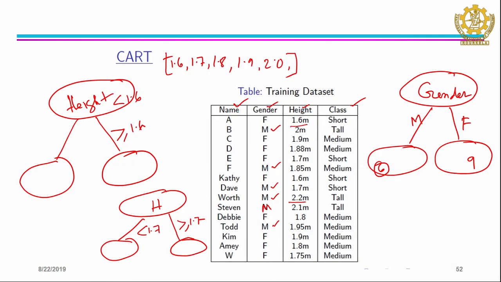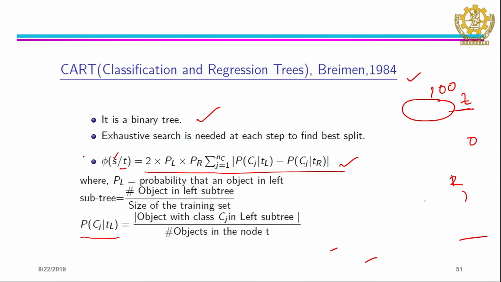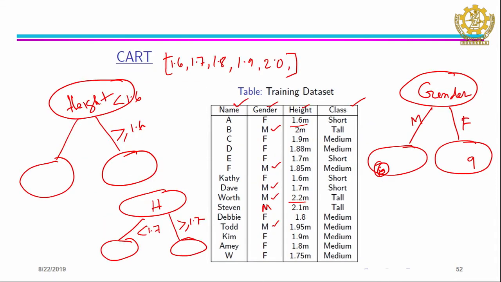How many objects do you have here? 6, and here 9. Now, what is that formula? If you go back here, this is the formula. First you have to compute PL and PR, and then you compute the individual terms. How many classes are there?